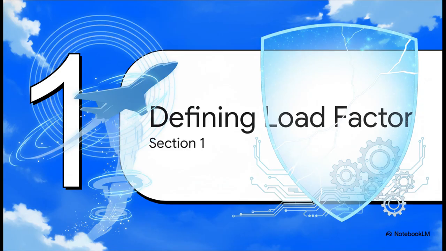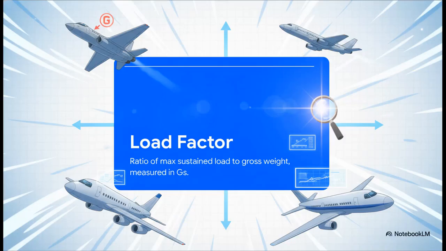Section 1. Defining load factor. So we need to put a name to that invisible force messing with your aircraft structure. Basically, load factor is the ratio of the maximum load an airplane can sustain compared to its gross weight. And we measure this in G's, which just stands for the acceleration of gravity. Essentially, anytime you deflect your plane from straight and level flight, you're putting stress on the airframe. The amount of that force, that's your load factor. So simply put, it's how many times the force of gravity is currently acting on your plane.